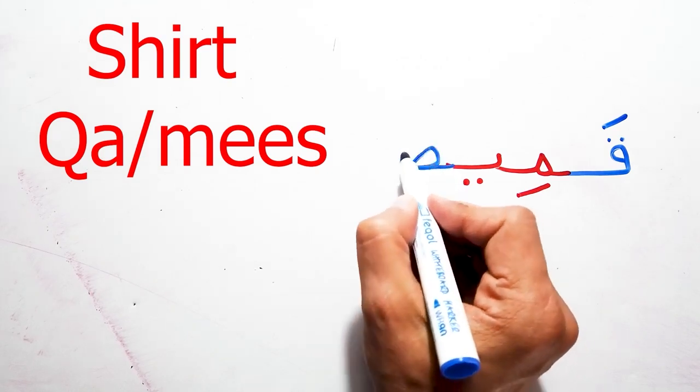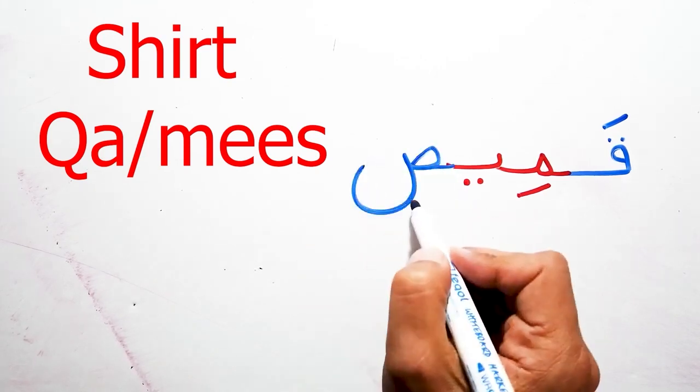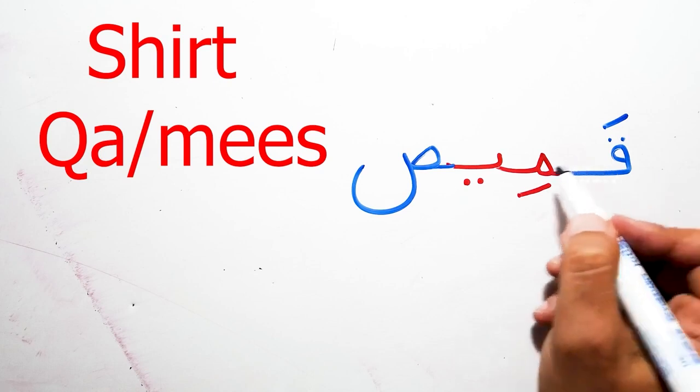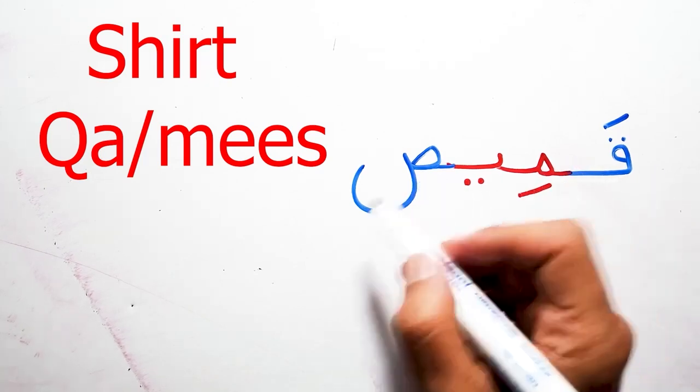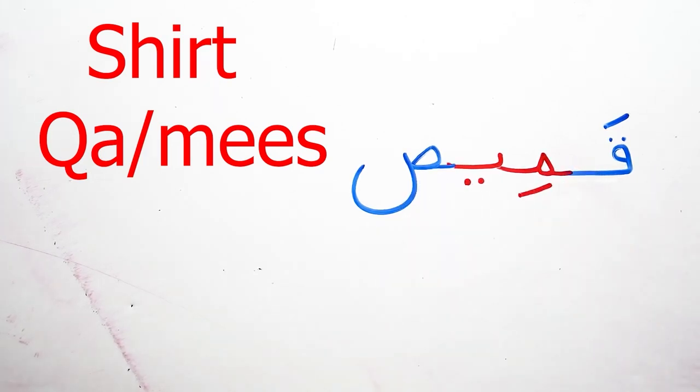So, so. It is a strong S. Pay attention, it is not S. It is so. Qami, so. Qamis.